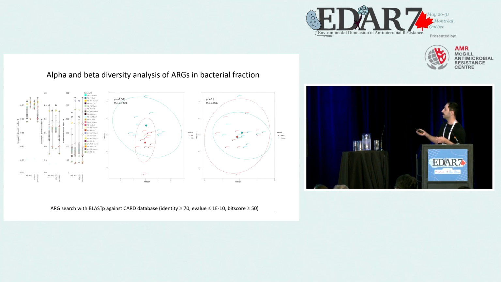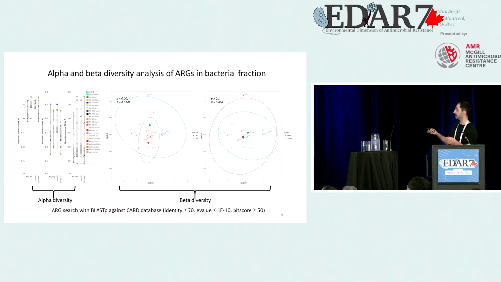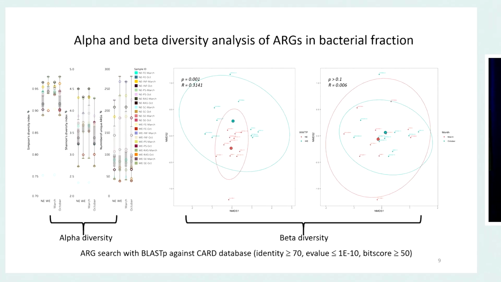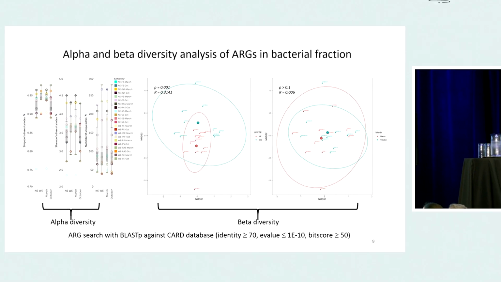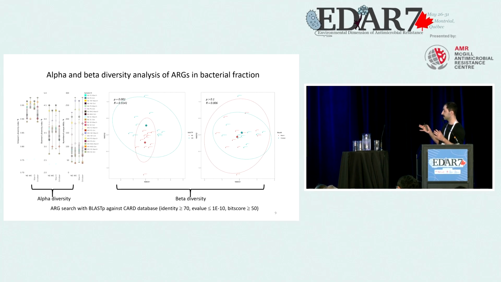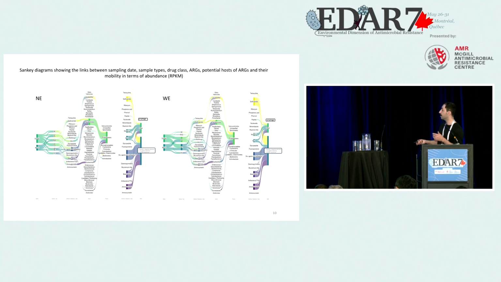This is my analysis regarding the IRGs in the bacterial fraction. As I expected, there is high diversity in influent samples and less diversity in effluent samples. Both wastewater treatment plants differ from each other, but when we look at time, time doesn't have a big impact on the diversity. Here everything looks normal.